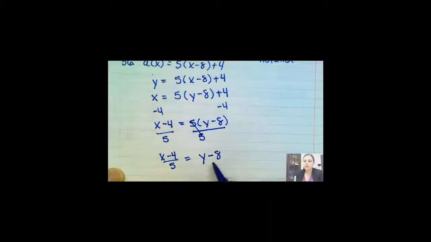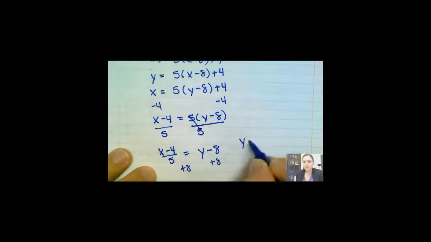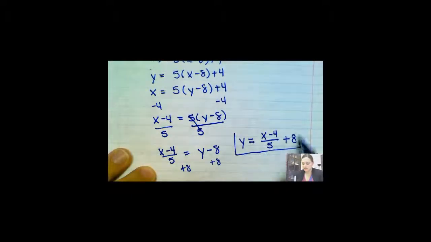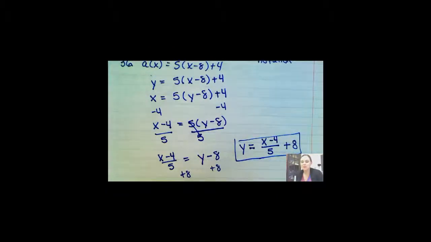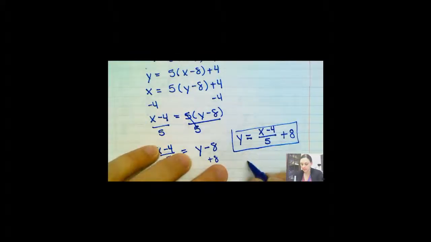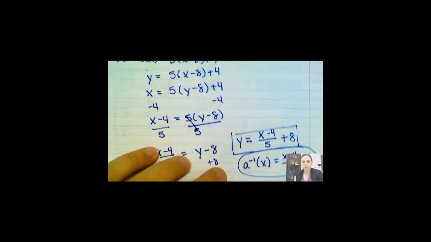One more step. We want the 8 out of there. So if we add 8 to both sides, we are left with y equals x minus 4 divided by 5 plus 8. So there's our equation. I probably should not have circled it yet because we need to write it in the correct notation. So putting it back in function notation, since it's the inverse, I'm going to write a inverse of x equals x minus 4 divided by 5 plus 8. And that one would be our equation.